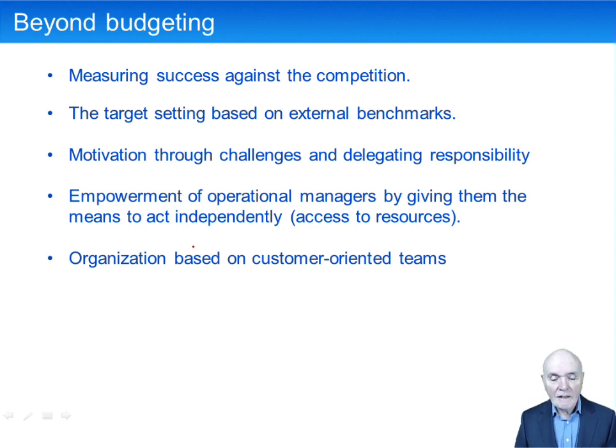Beyond budgeting instead says that we shouldn't be measuring success against the budget, we should be measuring against the competition. Sustainable profits means that we're going to be reliably beating the competition in the long term, and that's what's important. Target setting shouldn't be set on what we did last year, it should be set on external benchmarks. If a competitor, say, has only one unit in 1 million which is failing, has to be returned, then that's what we should be doing. We shouldn't be happy with our 1 in 100,000 failure rate.